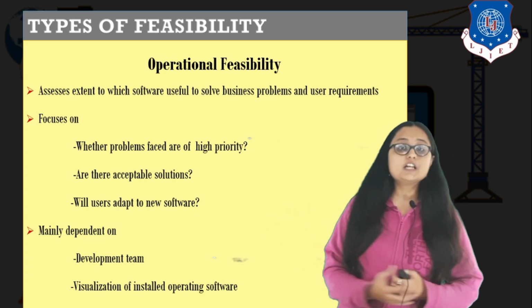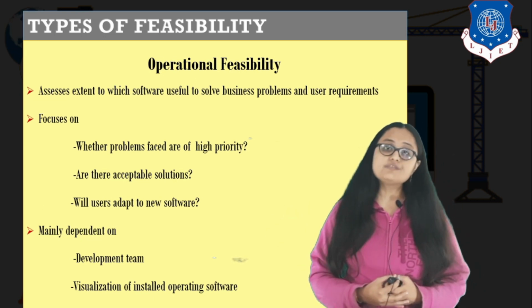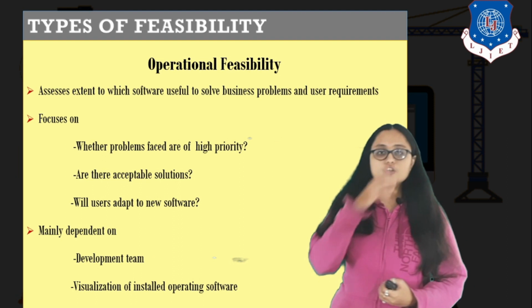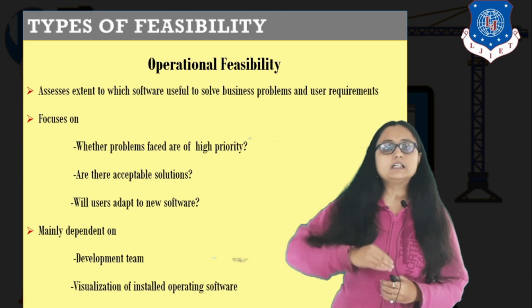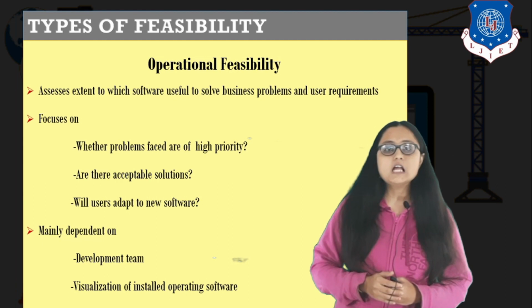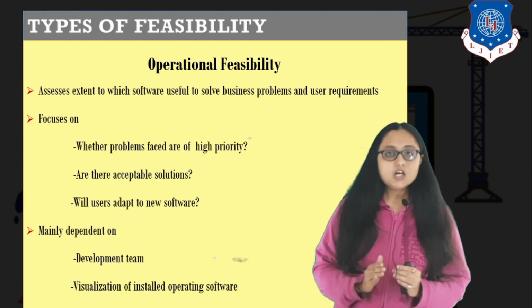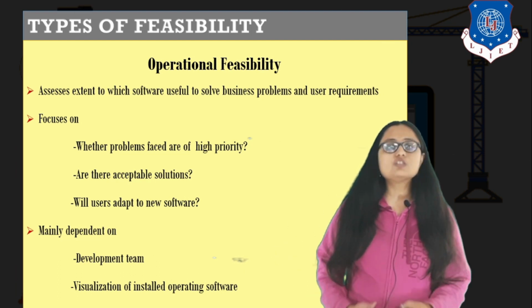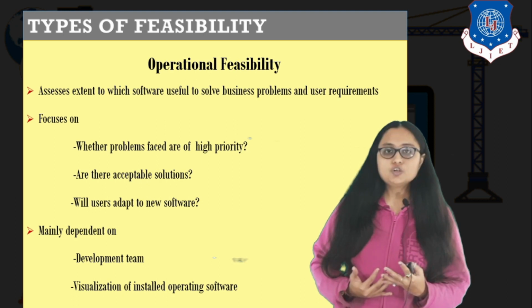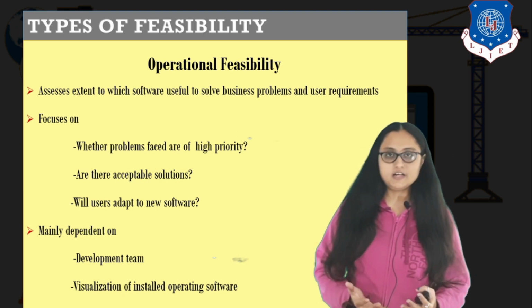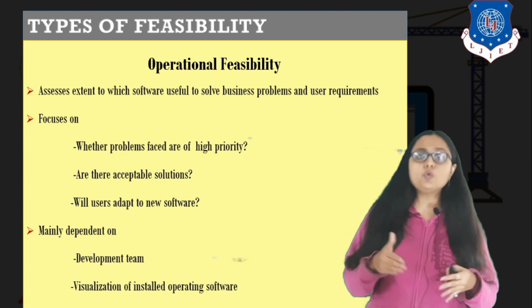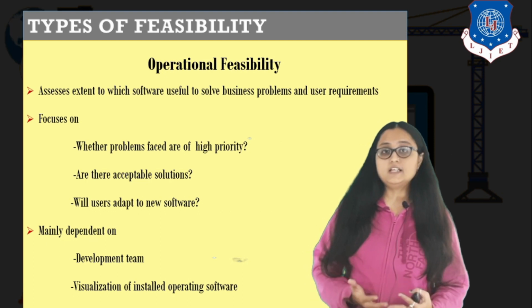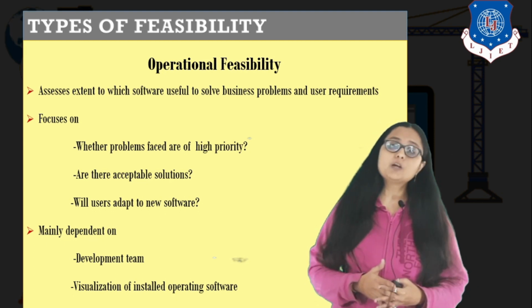And the last question that you need to ask while determining operational feasibility is, will the users adapt to the new solution? Because we know that for a single problem there are multiple solutions or multiple software available in the market, but every product is not successful, right? Why is it so? Because users are always resistant towards adapting to new things, right? That is true in the software industry. So you have to determine the operational feasibility before you actually start developing the product.